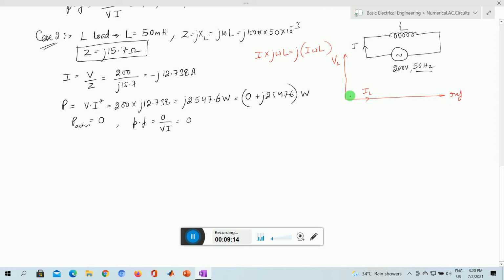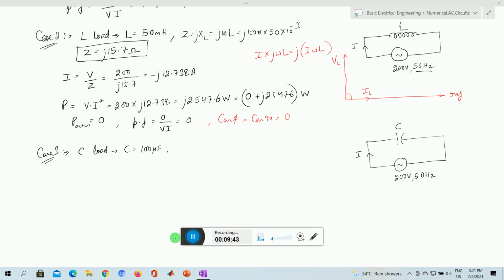So therefore the angle between the voltage and current is 90 degrees. So cos of 90 degrees, the power factor is also cos of phi, where the angle between them is 90 degrees, is equal to 0. So this is the case of an inductive load. Now the third case, we will take the case of a capacitive load. Now here we have a capacitor as a load, and the current is passed through the capacitor with the supply voltage AC 200 volt 50 Hertz.